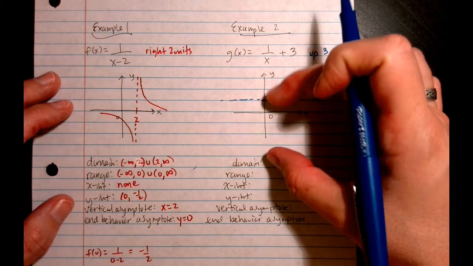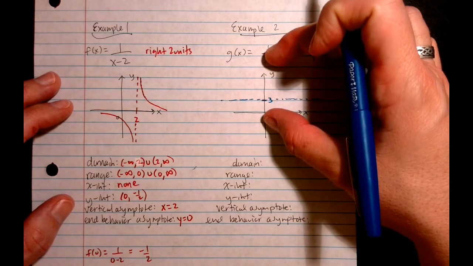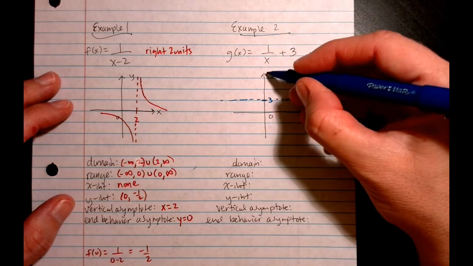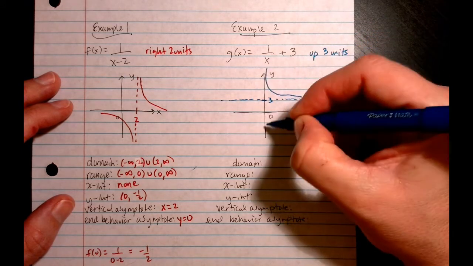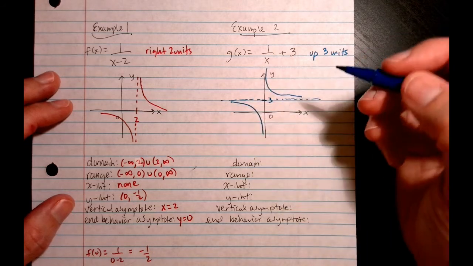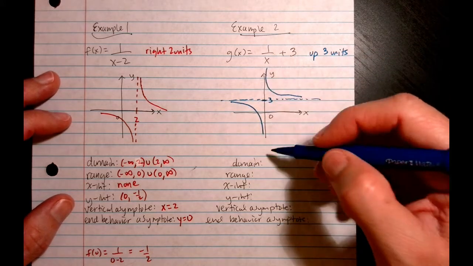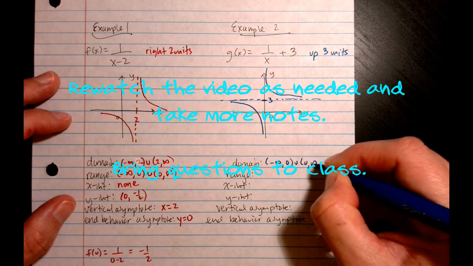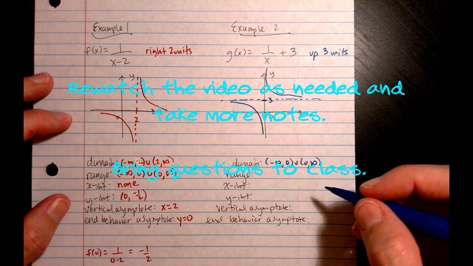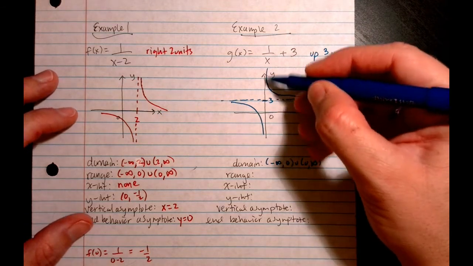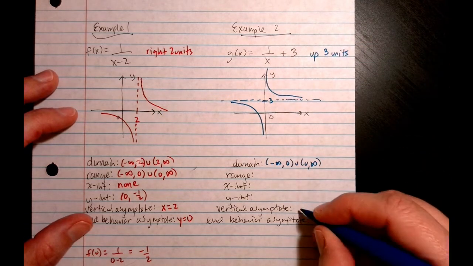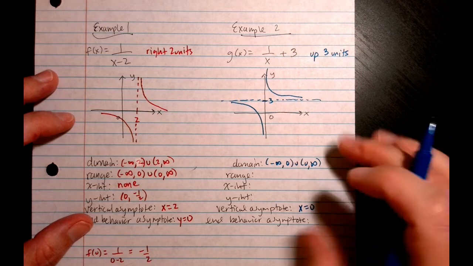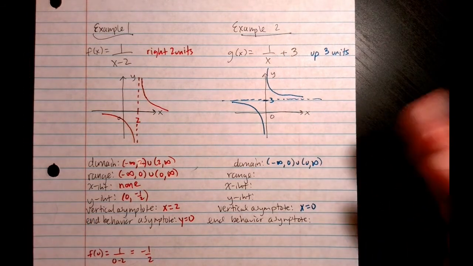And because I'm just taking my parent function and moving it up, it's still going to be asymptotic to the y-axis. So now let's think about this. If it's still asymptotic to the y-axis, that means the domain is all real numbers except 0, just like our parent function. It also means that the y-axis is my vertical asymptote, which is x equals 0. Again, just like my parent function.